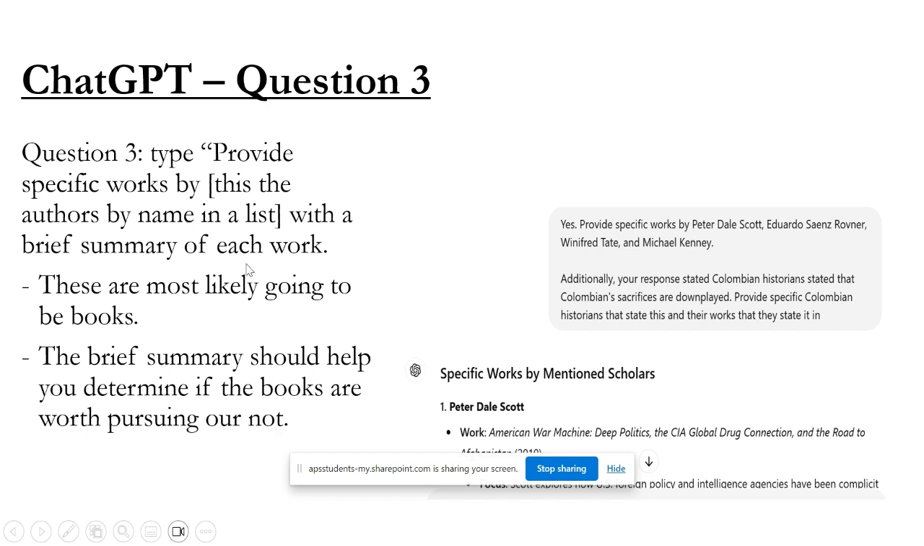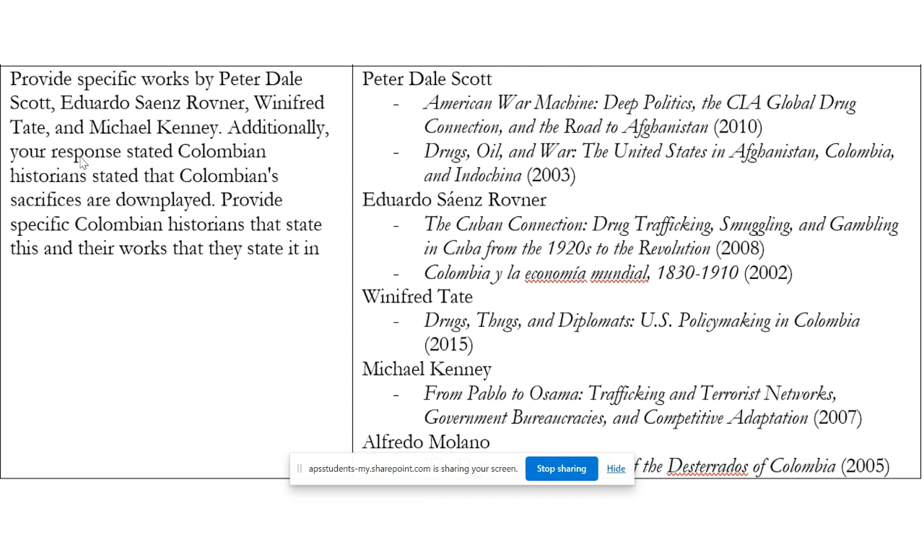And then I want a brief summary of each work. Now, when you're asking for works, it's most likely going to give you books first. Books are good, but they're also big. So we're also going to eventually ask for academic articles, which are kind of the gold nuggets that we're looking for in doing this IA. So you can see I asked for the specific books. I also asked for it to be more specific because it just talked about Columbian historians, like who are the Columbian historians. And I start to compile a list of books right here.